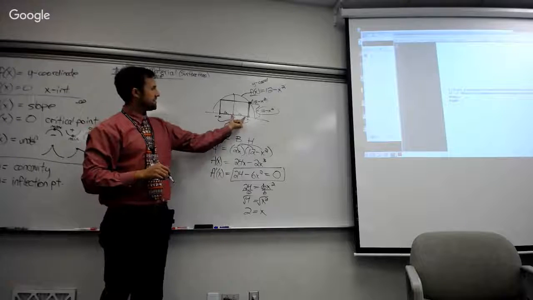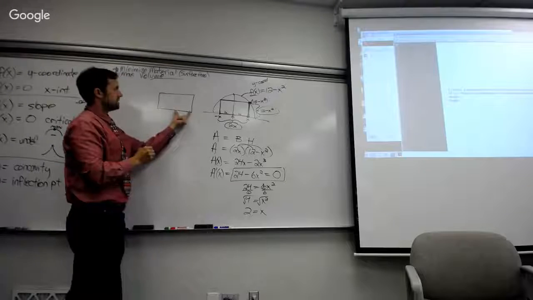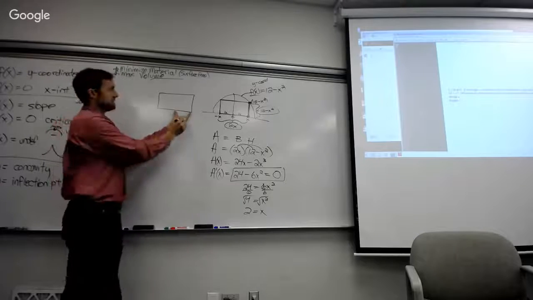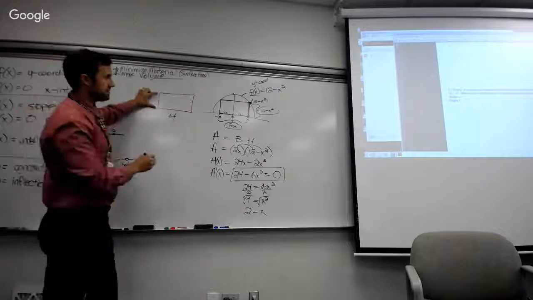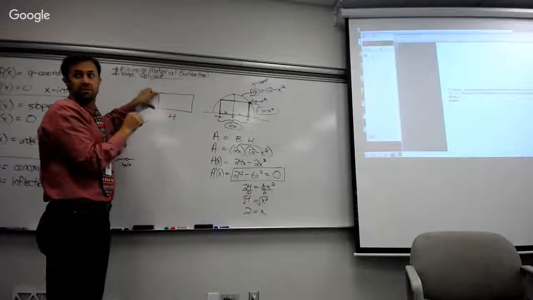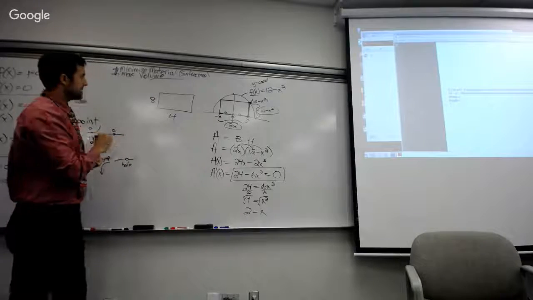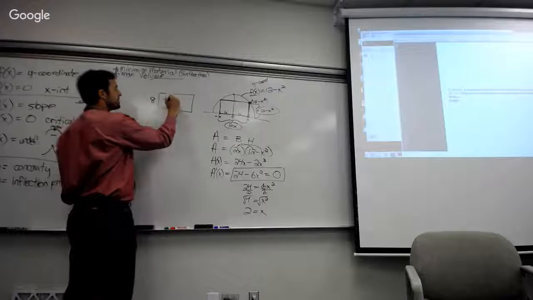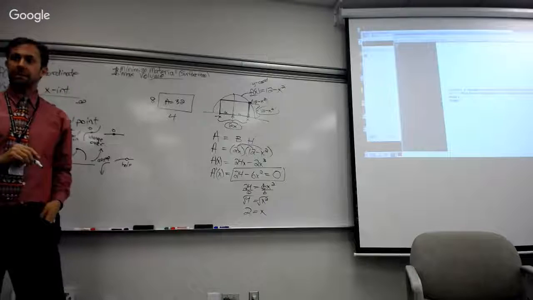If the x value is 2, how wide is our actual rectangle? Four. So the actual width is 4. How tall is our rectangle since x is 2? 12 minus x squared, 12 minus 2 squared, 12 minus 4 is 8. So the actual rectangle is 8 by 4. And that's so strange, because that actually is not a square.